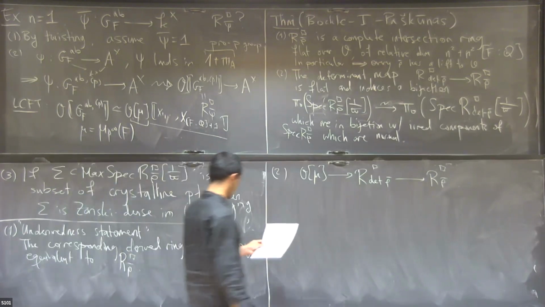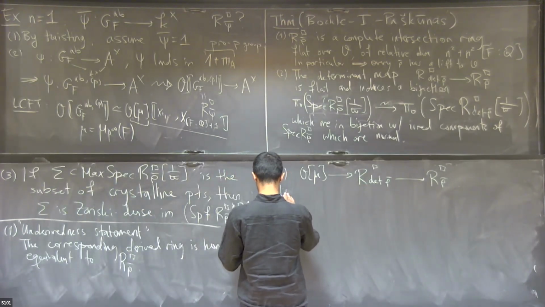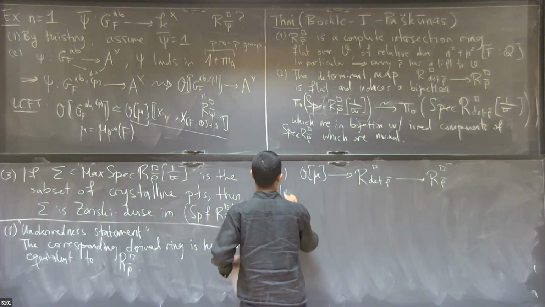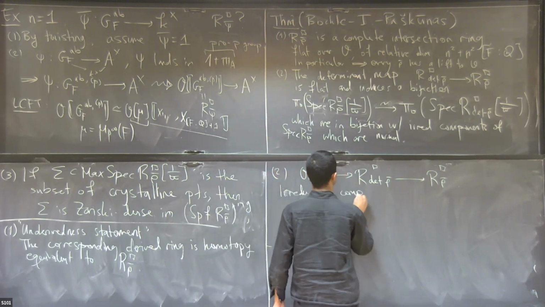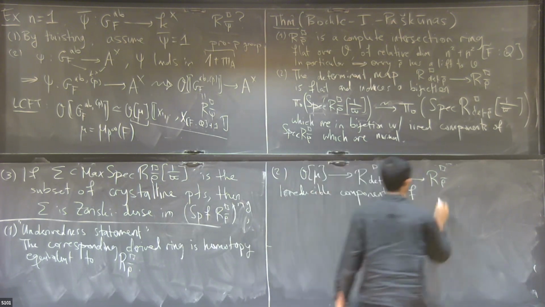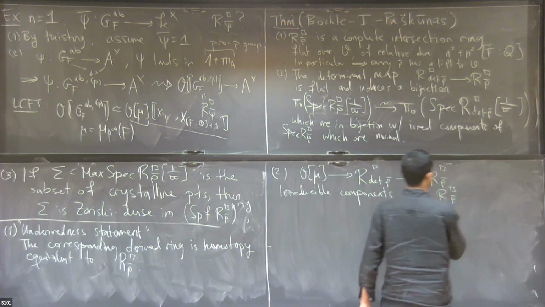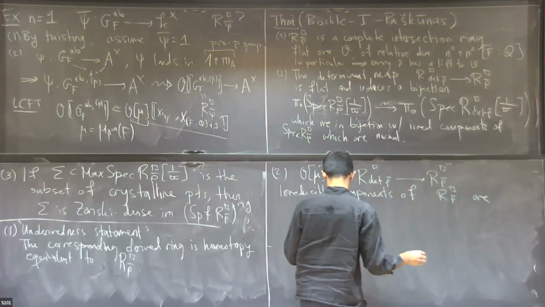But my claim is that the irreducible components, sorry, one second. Yeah, what I'm claiming is that the irreducible components of r rho bar squared are exactly the rings.